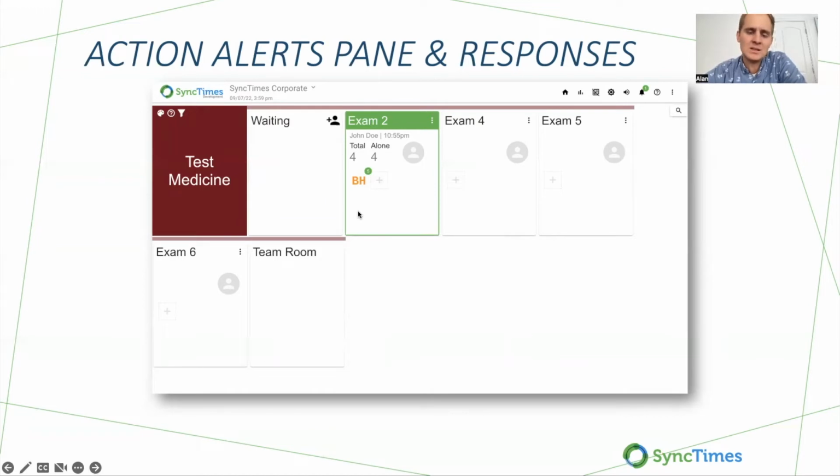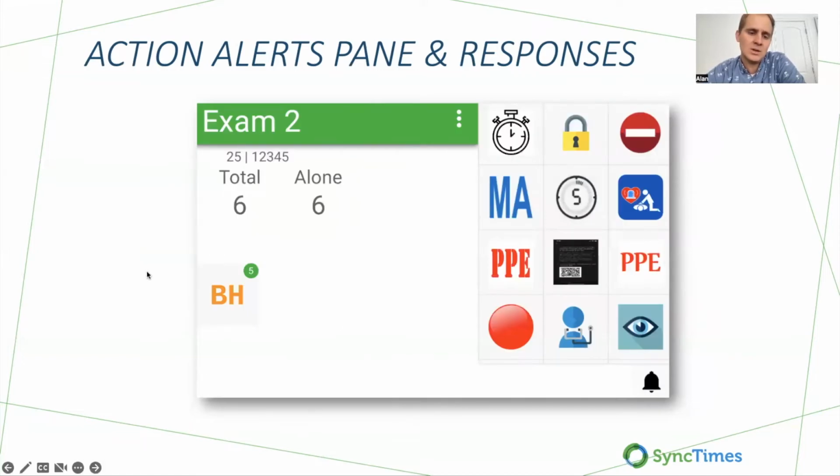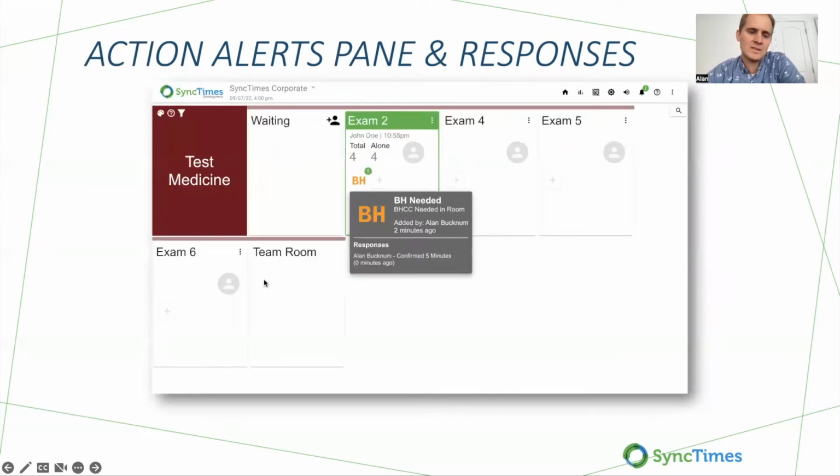And that communicates to the teams on the tablets and on their flow station that that 5 minutes has been indicated. Here you'll see on the tablet that you see BH and then just the 5 minutes. If you hover on the icon on the flow station, it will show who has responded, when they responded, and what they responded with. So here we just see Alan confirmed 5 minutes, and I did that 0 minutes ago.